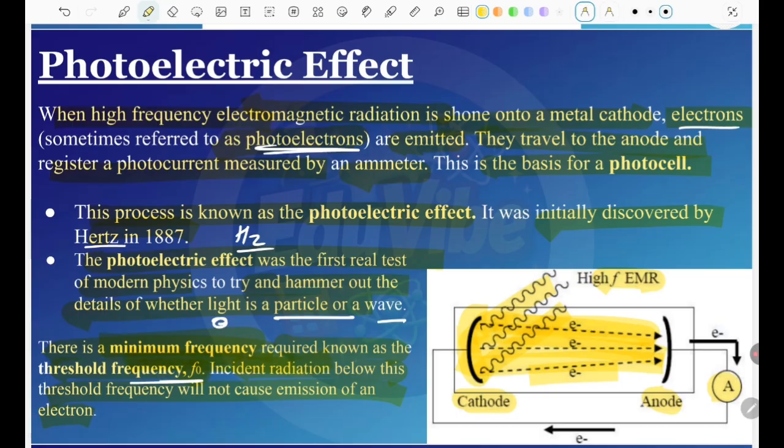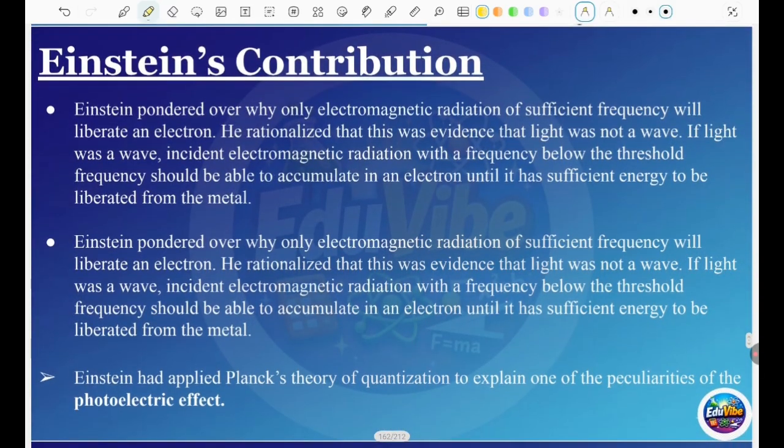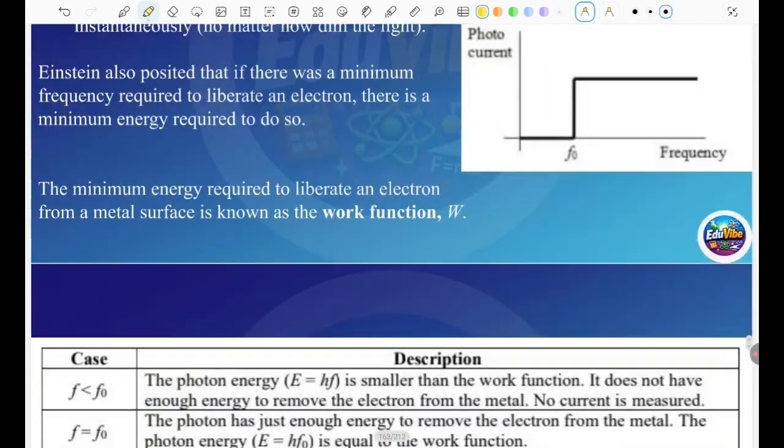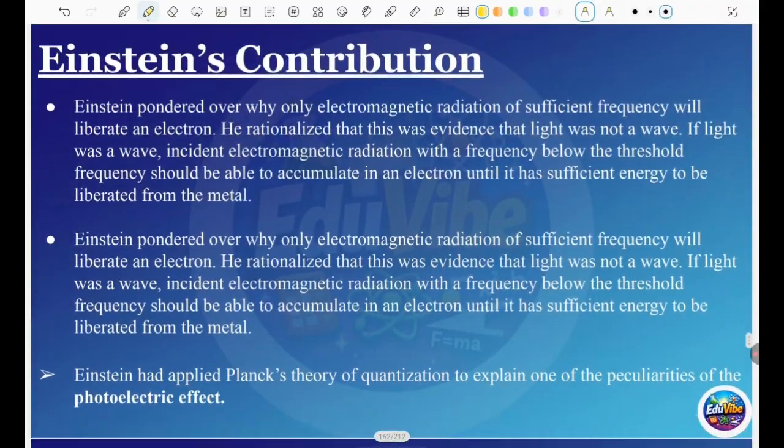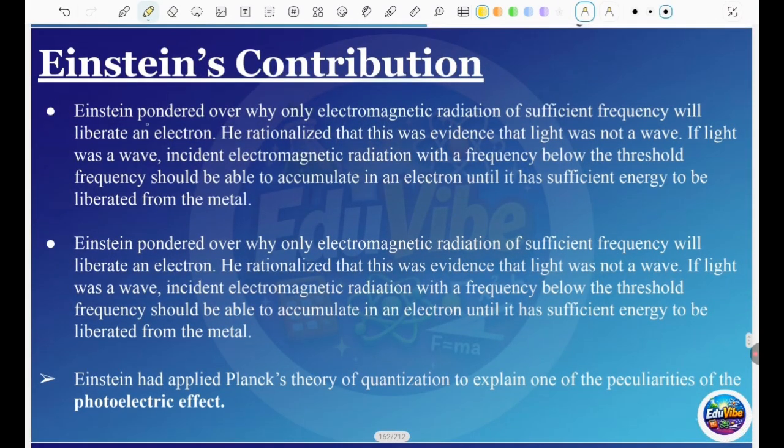This is what you have to know about the photoelectric effect for now, and we're discussing one more thing, which is Einstein's contribution to the photoelectric effect. We have to discuss how the frequency and threshold frequency can be compared with each other. Einstein bombarded the metal with electromagnetic radiation of sufficient frequency to liberate electrons. He realized that this was evidence that light was not a wave. From this evidence, Einstein stated that light is not a wave.